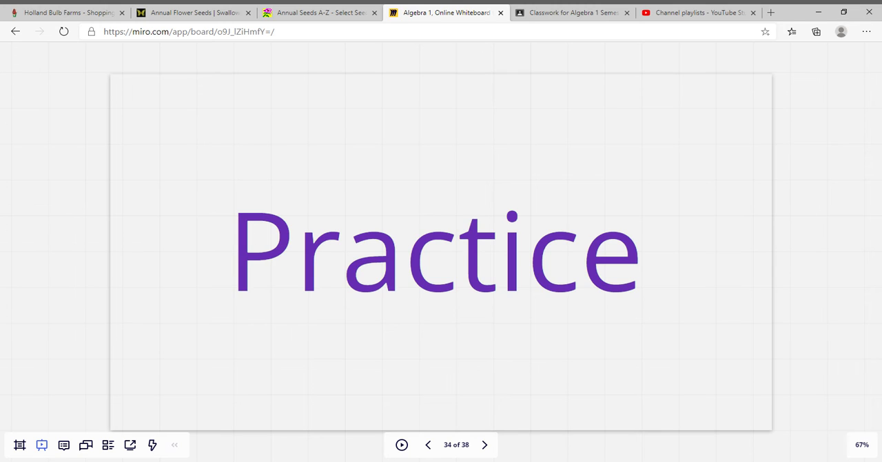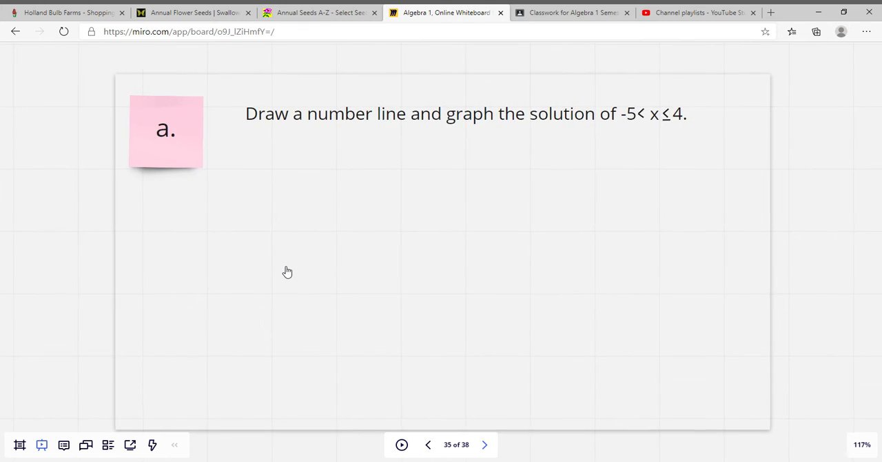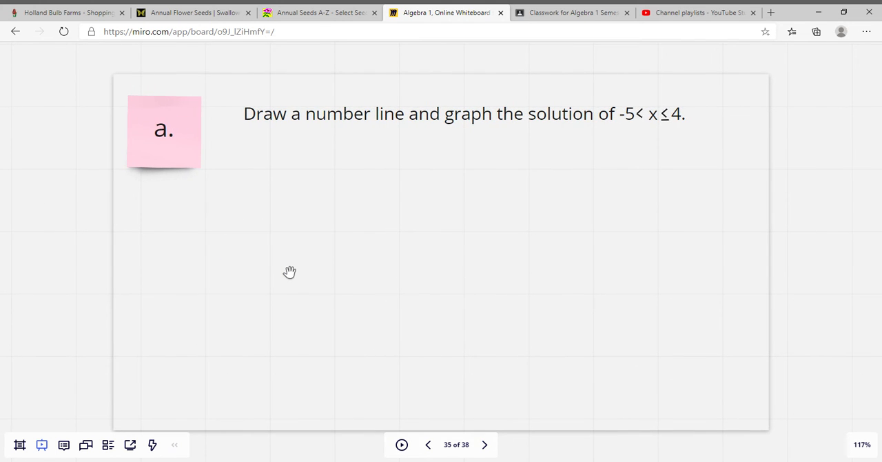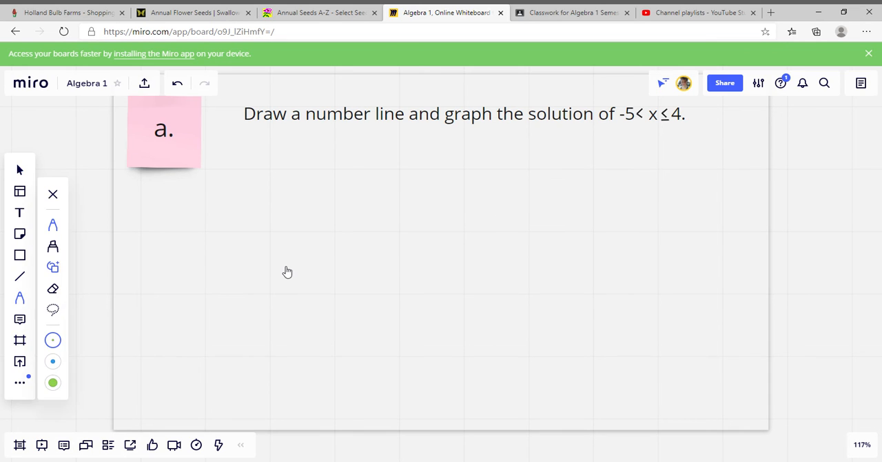So go ahead and work the practice problems, and then push play on the video again, and I'll work them for you. All right, so hopefully you worked those practice problems. This one is A. And we are supposed to draw a number line and graph the solutions to -5 is less than x, which is less than or equal to 4.